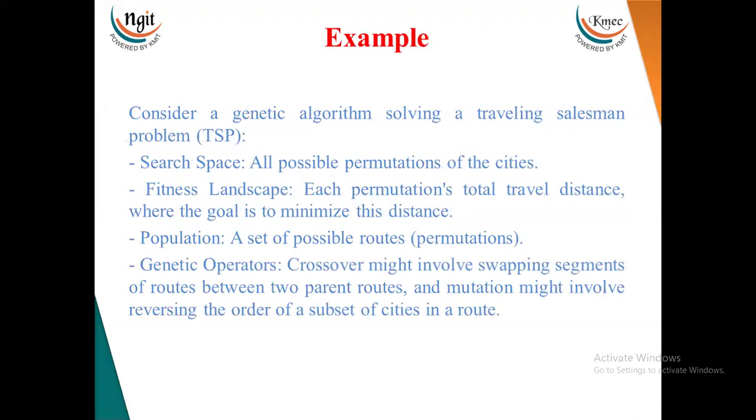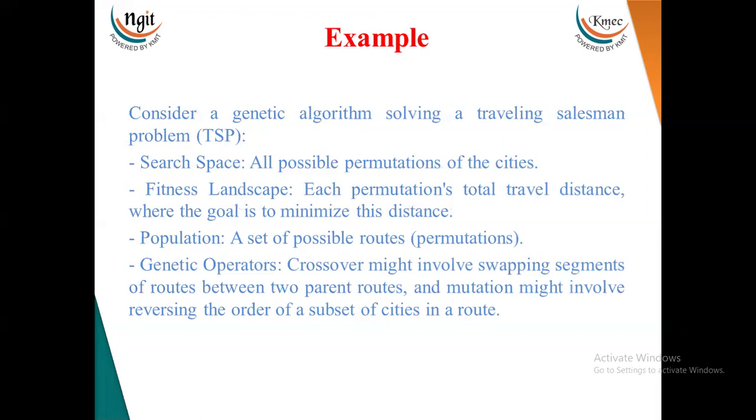Now we'll take one simple example, the traveling salesman problem. We are familiar with this problem. First one is the search space. What will be the search space? We are talking about the TSP. So all possible permutations of the cities, meaning if I want to reach one city, what are the possible tracks or routes? Fitness landscape: it should permute all the distances, where the goal is to minimize the distance.